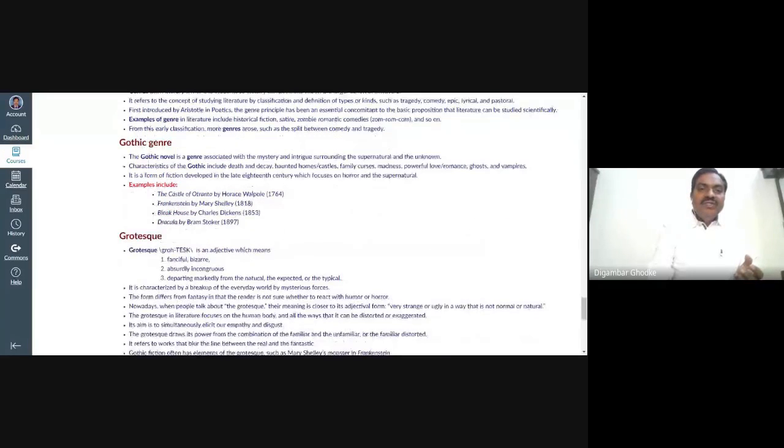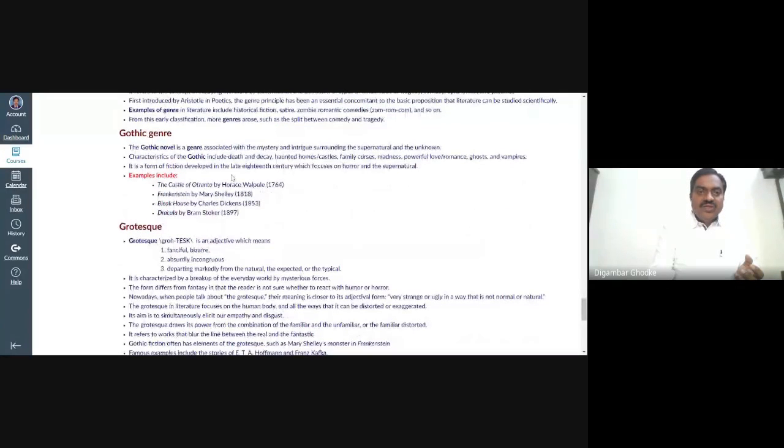Now we should go ahead with the next term, that is the Gothic genre or the Gothic novel. The Gothic novel is a genre associated with the mystery and intrigue surrounding the supernatural and the unknown. These are the novels with a medieval atmosphere. There is a mystery in it.